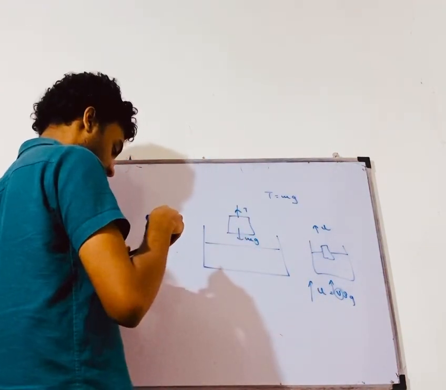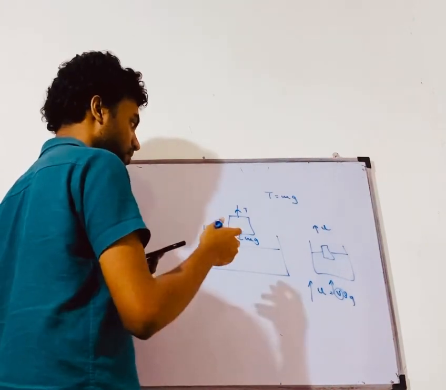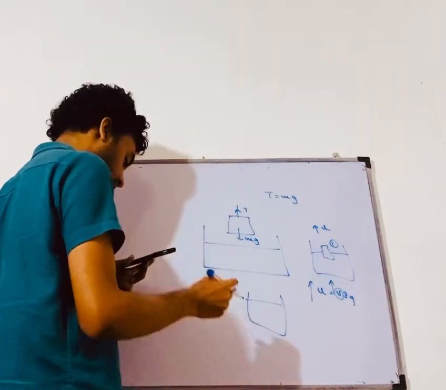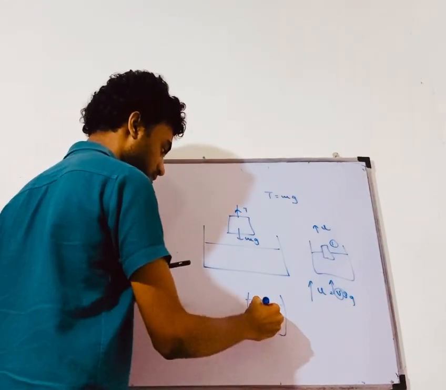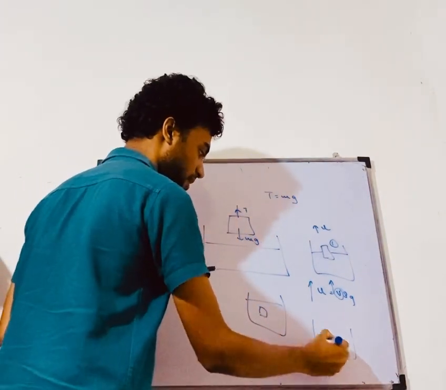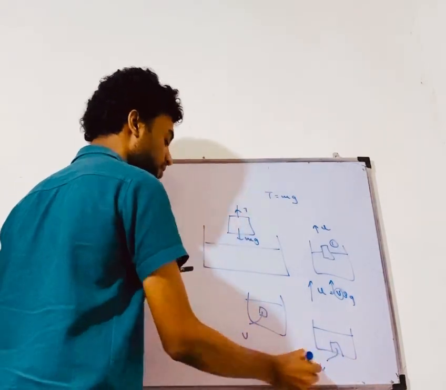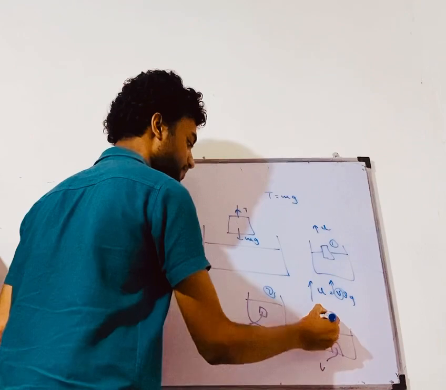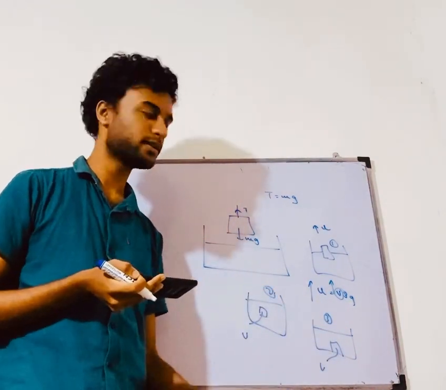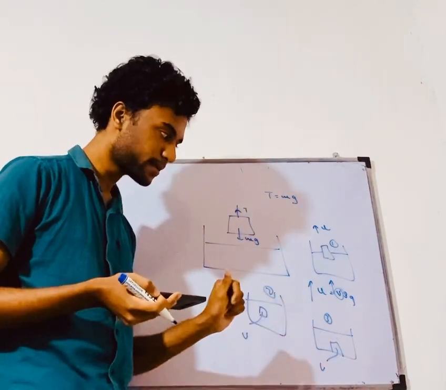Initially, at position 1, the block is partially submerged. Position 2 is completely submerged. And position 3 is at the bottom of the beaker, like this. The volume sunk at positions 2 and 3 are the same. You can understand that. Why? Because the volume exposed to the liquid is the same.